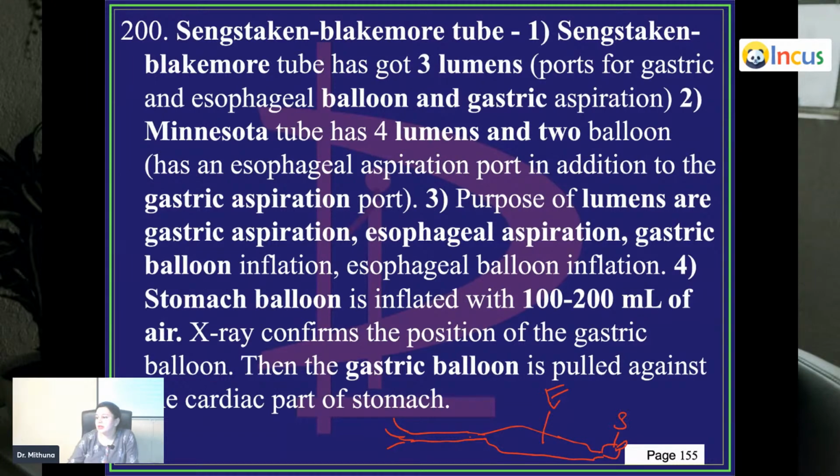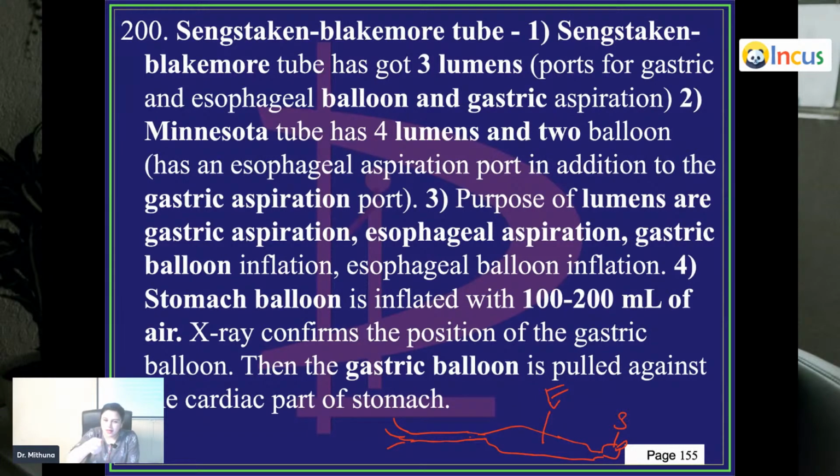Purpose of these lumens are you can aspirate from the stomach, which is gastric aspiration, or from the esophagus, or you can do a gastric balloon inflation, or you can do an esophageal balloon inflation. You're using this Sengstaken tube especially in esophageal varices. So the stomach balloon is inflated with 100 to 200 ml of air. X-ray confirms the position of the gastric balloon. Then the gastric balloon is pulled against the cardiac part of the stomach.